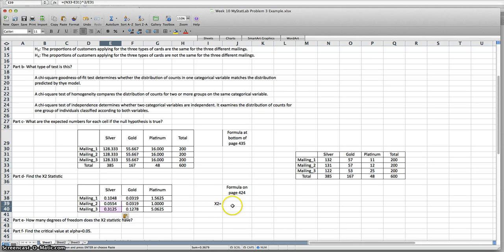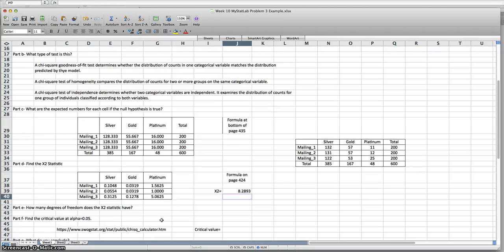So let's go over here, and I'm going to say equals. Start typing sum. There it is there. And then in parentheses, I'm going to highlight the whole area there. So all of our data is there. Hit enter. And there we have it. There's our chi-square statistic at 8.2893. That wasn't too bad, was it? Once we got one formula and copy and pasted the rest of them, that made it pretty easy.